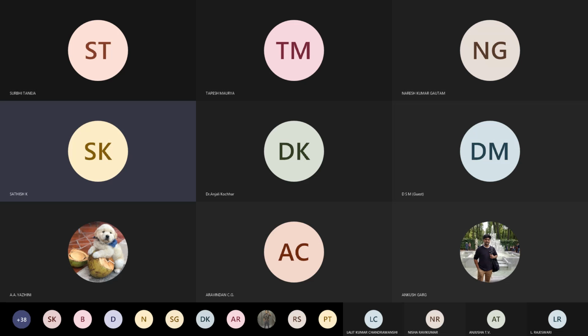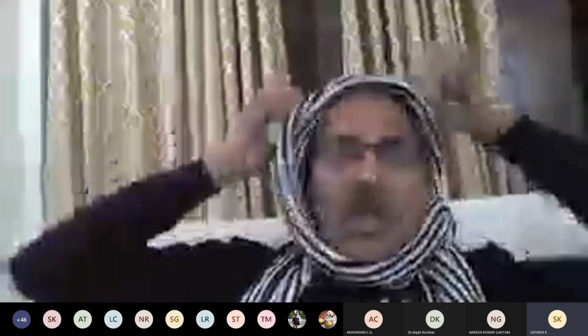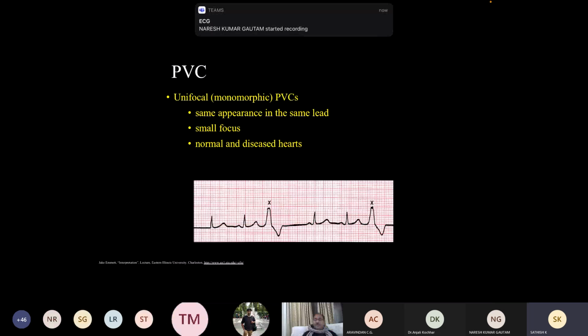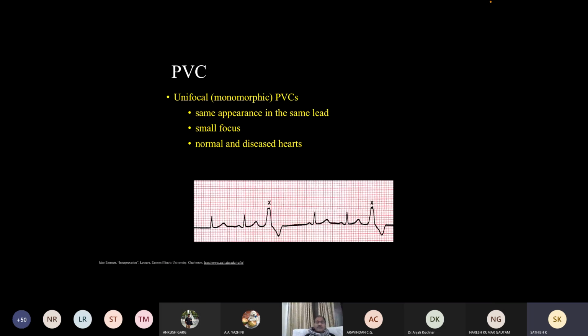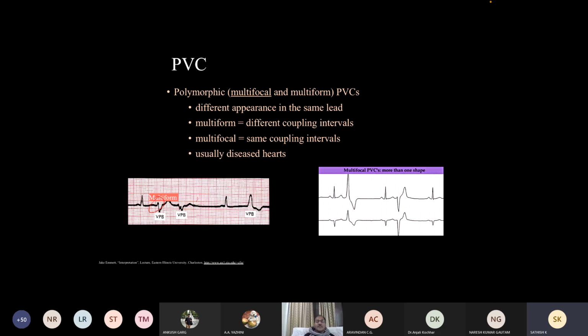A beat arising after each QRS wave. It is the same in appearance, and a small focus is producing this at a regular interval. In multifocal or multiform PVCs, you can see different appearances of PVCs. Multiform means the coupling interval will be different. In multifocal, the coupling interval will be the same, but different foci are producing different types of PVCs. It is most commonly seen in a diseased heart.